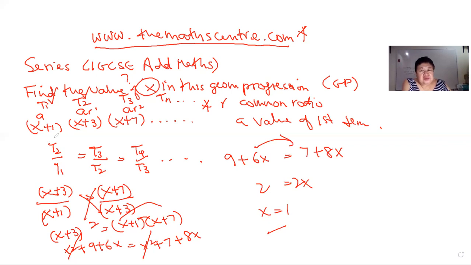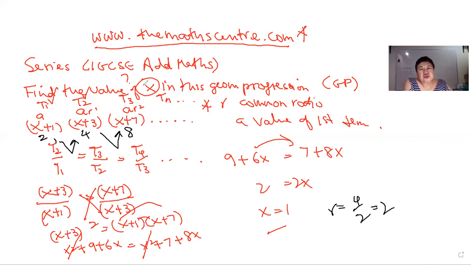if x is 1, that means the value of the first term is 1 plus 1, which is 2. The second is x plus 3, which is 1 plus 3, is 4. The third is 1 plus 7, which is 8. Can you see? Right, so 2 times 2, 4, 4 times 2, 8, right? Hence, r is the ratio of 4 over 2, which is 2. r is the common ratio.